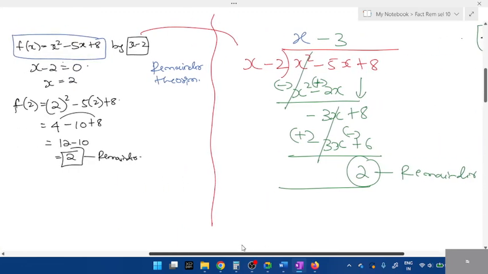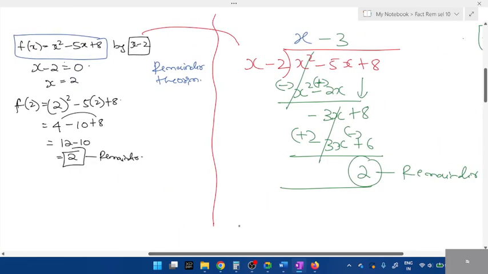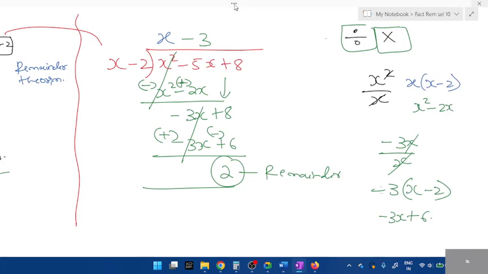Okay. But for the remainder theorem we always use substitution. I'm teaching division because it is useful for the next exercise. So concentrate. If you're able to solve division, the next exercise will be very easy. Fine. Let me teach again. Let me solve again.